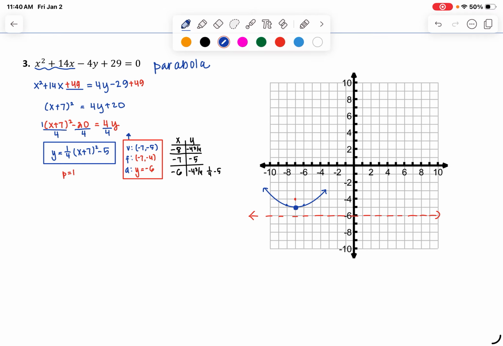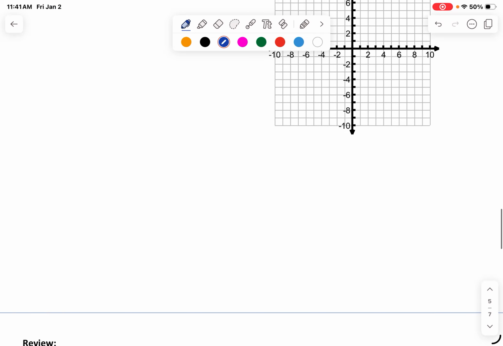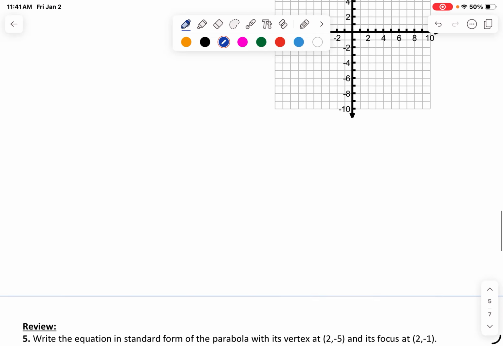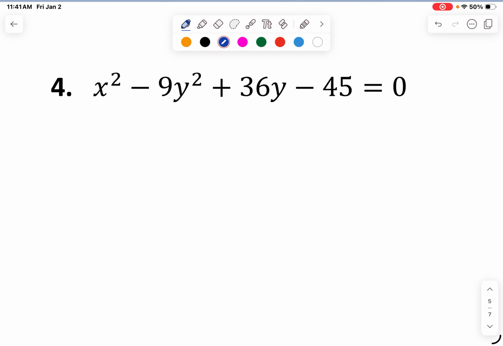All right, we have one more, and it's hyperbolas. I shouldn't have said that before I did it, but obviously. And then you have some review problems to try. Okay, so let's not assume it's a hyperbola, but if you look, there's an x squared and a y squared, with subtraction separating them, so it's a hyperbola.